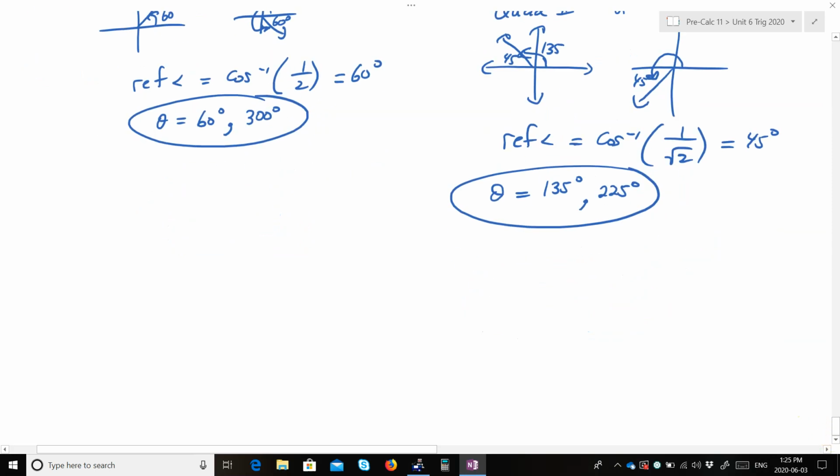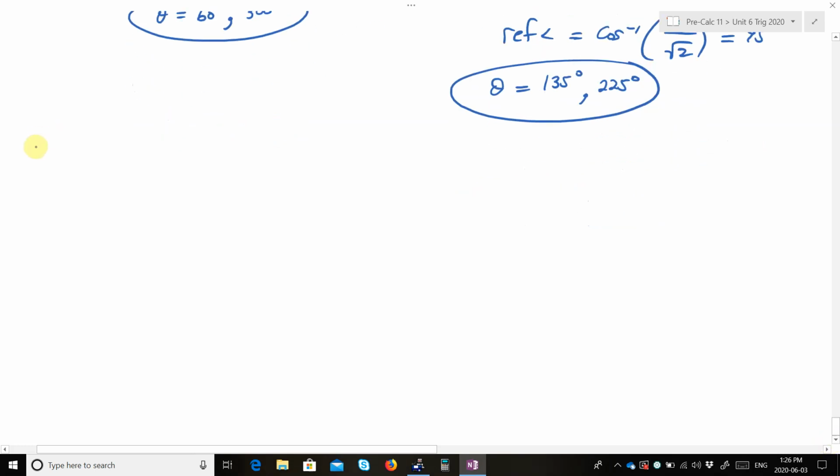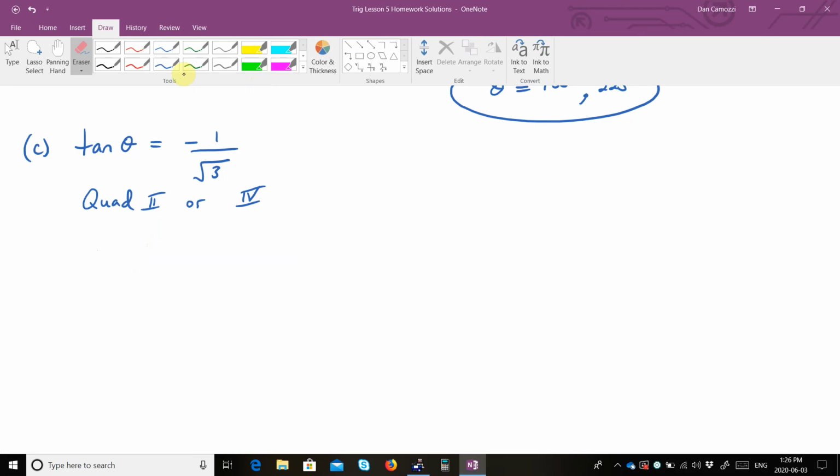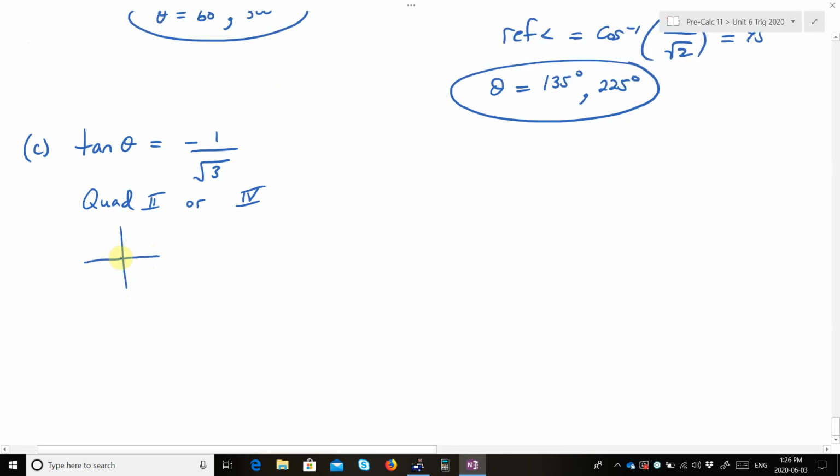Okay, let's do 9C, which looks like this. They want us to solve this equation: tan theta is equal to negative 1 over root 3. From the CAST rule, tan is positive in quadrants 1 and 3, so it will be negative in quadrant 2 or 4. So the angle will either be like this, or in quadrant 4.